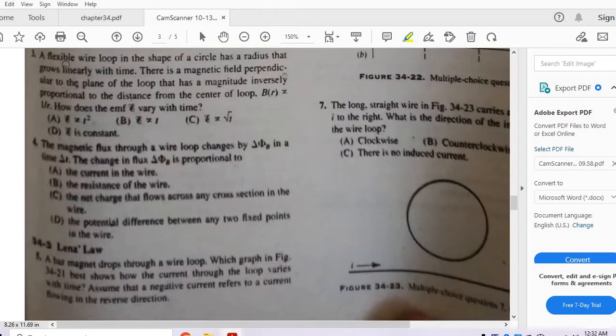Question number 3 is, a flexible wire loop in the shape of a circle has a radius that grows linearly with time. There is a magnetic field perpendicular to the plane of the loop that has a magnitude inversely proportional to the distance from the center of the loop. Magnetic field is directly proportional to 1 by r. How does the electromotive force vary with time? Options are, it's directly proportional to the time square, it's directly proportional to the time, or it's directly proportional to the square root of time, or the electromotive force is constant.